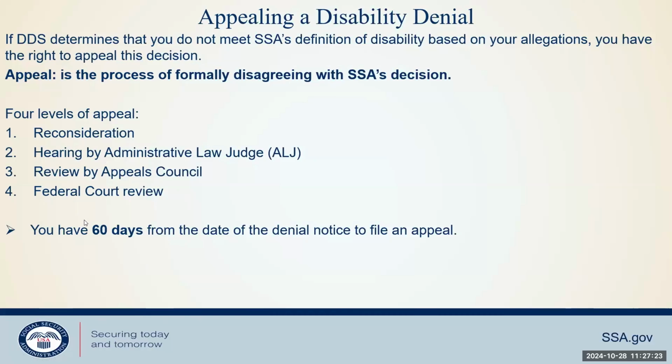If you're past this window, they do at times have good cause for late filing, but you do have to justify why you were late. Perhaps you were hospitalized during that transition period or things of that nature. So keep that in mind. If you're outside this window, but you have a good cause for that, still try to file that appeal and see if we'll accept that good cause for late filing.